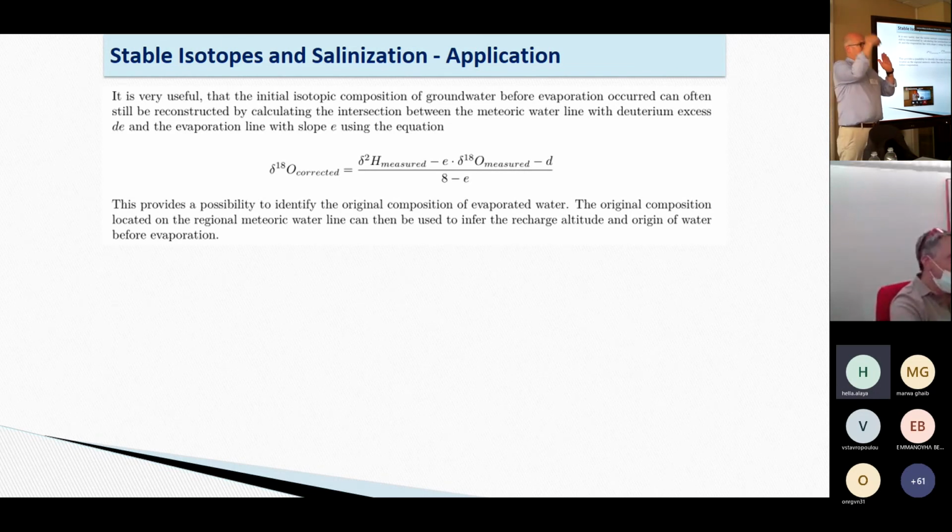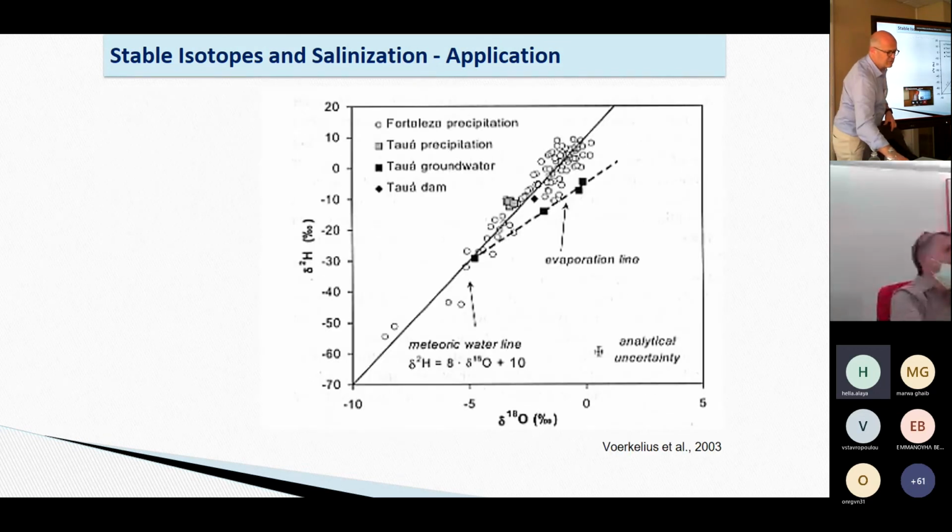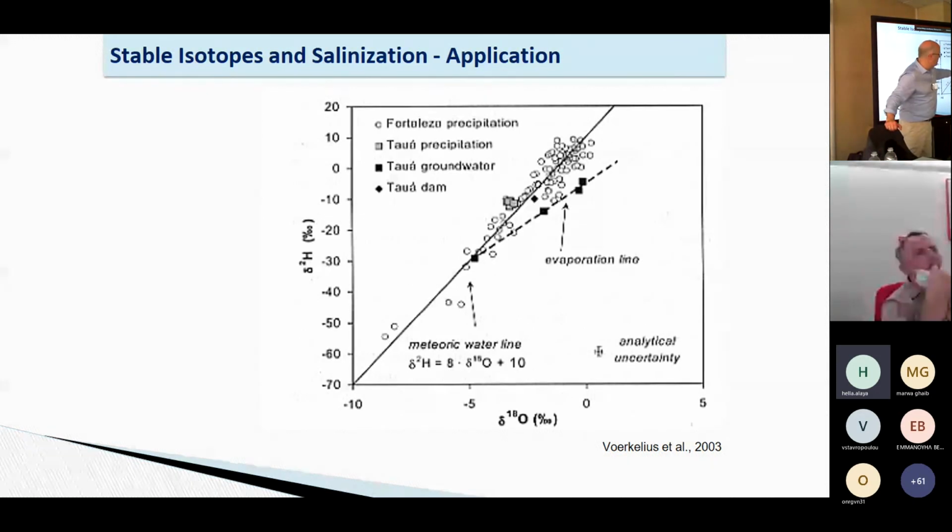So you have the precipitation line and you have an evaporation line. And you know the slope of both lines because you can determine this from several samples. And then you can actually calculate the intersection point. I just want to show this point here. This is the point corresponding to the original water before it was evaporated. And it is very helpful to know the isotopic composition before evaporation.